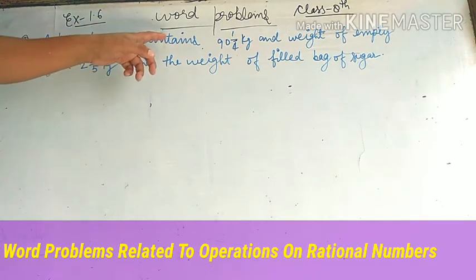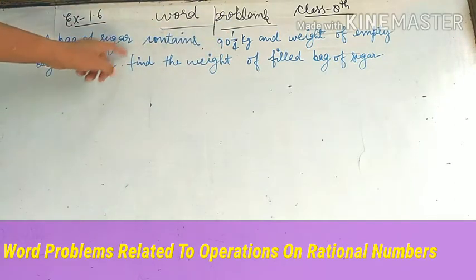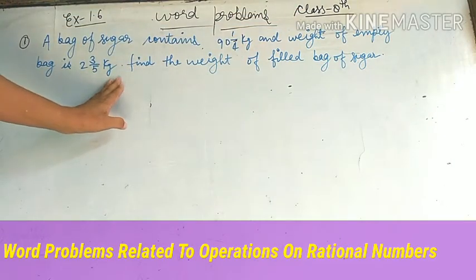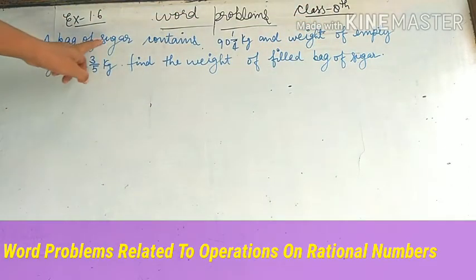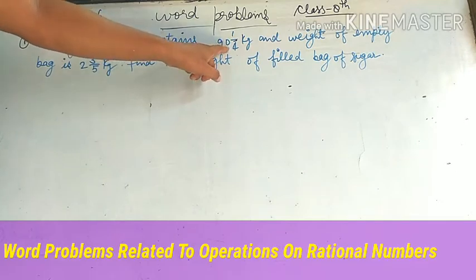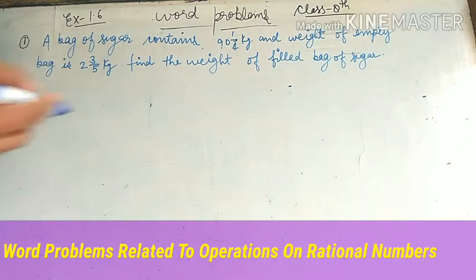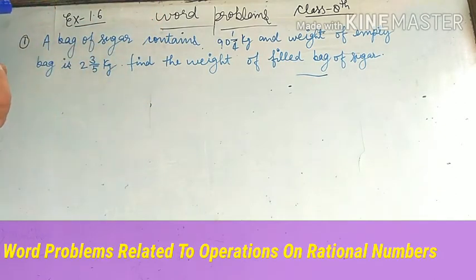A bag of sugar contains 90 complete 1 by 4 kilogram and the weight of the empty bag is 2 complete 3 by 5 kilogram. Then find the weight of the filled bag. The bag of sugar contains this much, and this is the weight of the empty bag. To find the weight of the filled bag, we have to add them, because the sugar is filled inside the bag, so it will add.